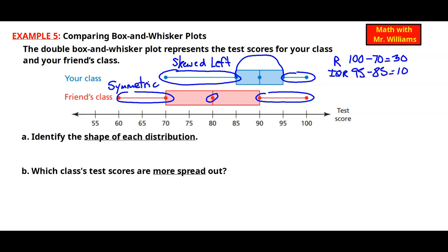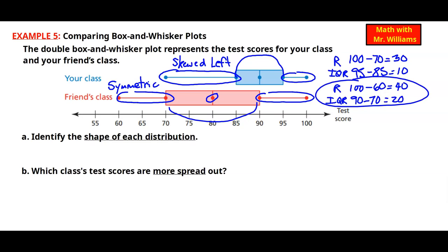All right, so let's take a look at the friend's class. So the range, we would have 100 minus 60, giving us 40. And the IQR being 90 minus 70, which gives us 20. The range and interquartile range of the test scores for your friend's class are greater than the range and interquartile range of your class. So the test scores for your friend's class are more spread out.